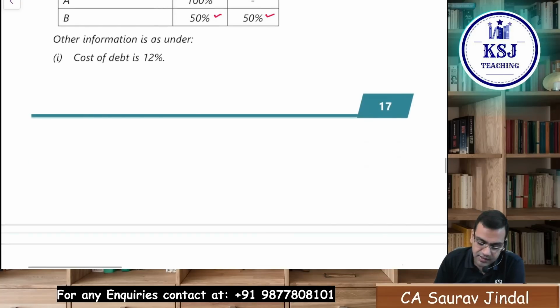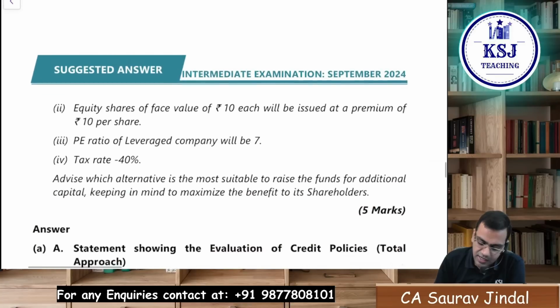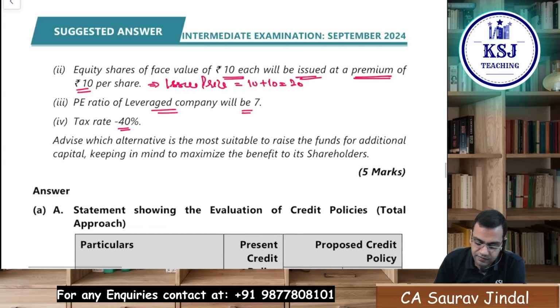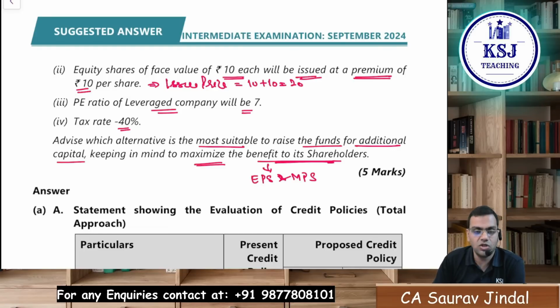The other information is as under. The cost of debt is 12%. The equity shares of the face value of rupees 10 each will be issued at a premium of rupees 10. Right? So issue price will be how much? Issue price will be 10 plus 10, 20 rupees. The PE ratio of the leveraged company will be 7. The tax rate is given as 40%. Advise which alternative is most suitable to raise the funds for the additional capital, keeping in mind to maximize the benefits to the shareholders, that is maximization of EPS and MPS.